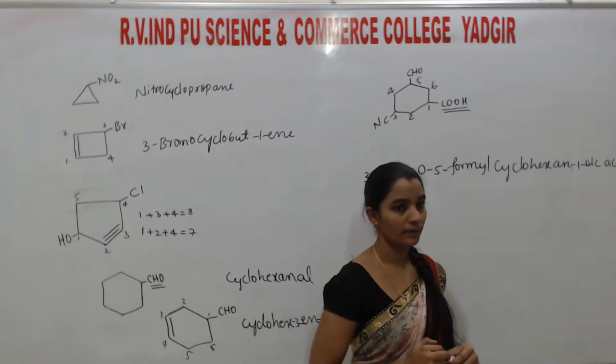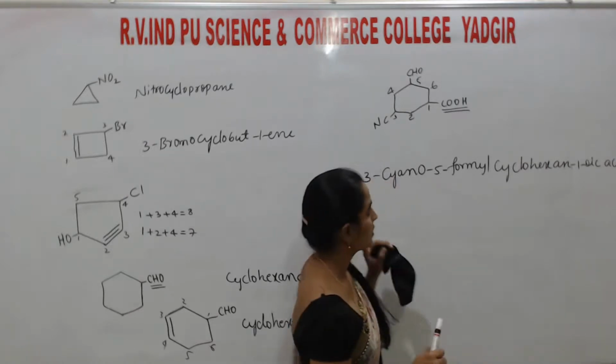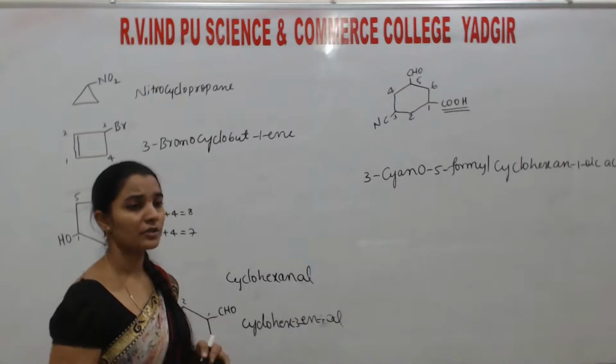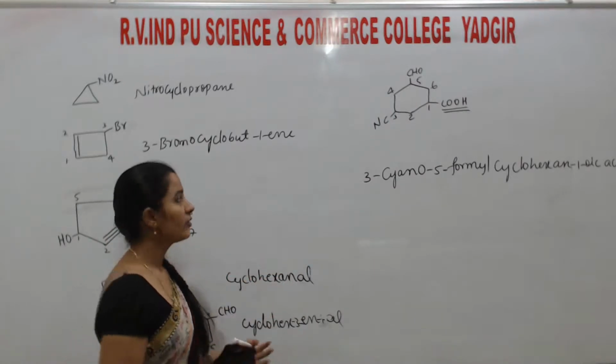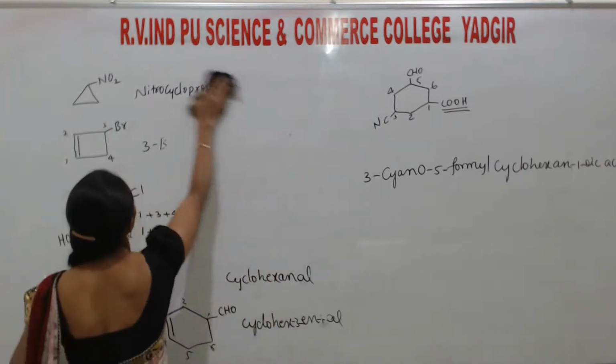Got it? This is the nomenclature of cyclic, that is alicyclic compounds. Next we will discuss aromatic.